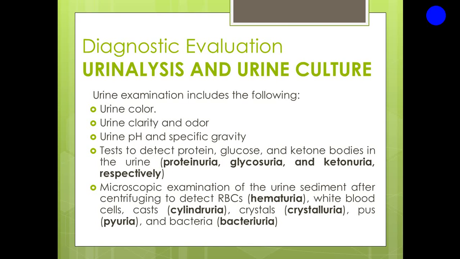Those tests are routinely performed when we have urinary tract infection until the urine culture shows there is no growth of bacteria. Microscopic examination of urine sediment after centrifuging detects RBCs, hematuria, white blood cells, casts, cylindruria, crystals, crystalluria, pus, pyuria, and bacteria, which we call bacteriuria.